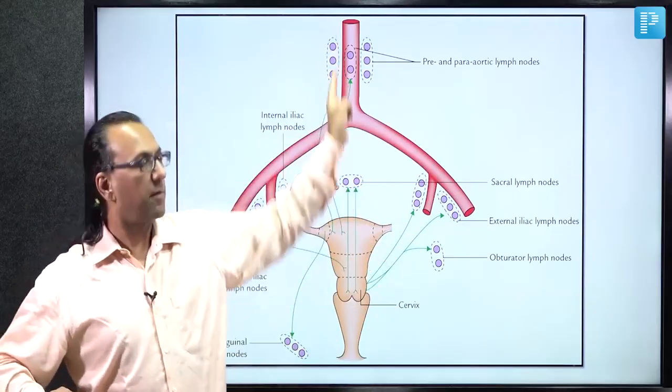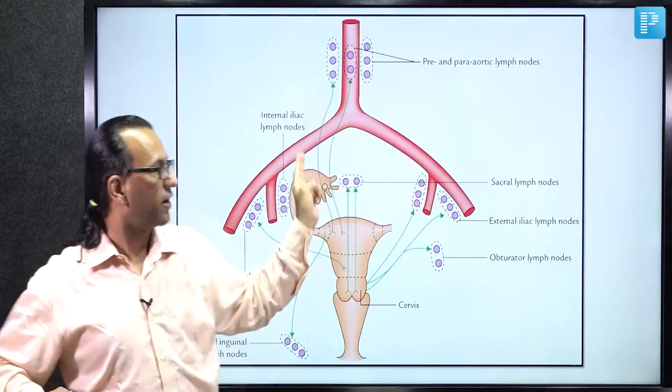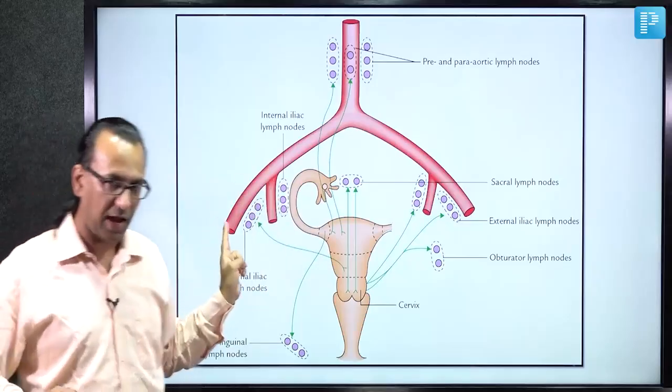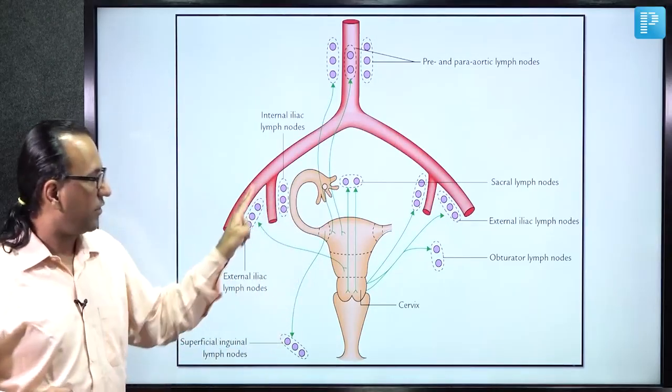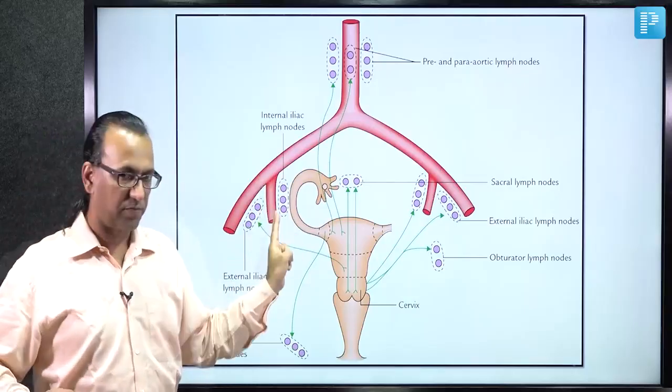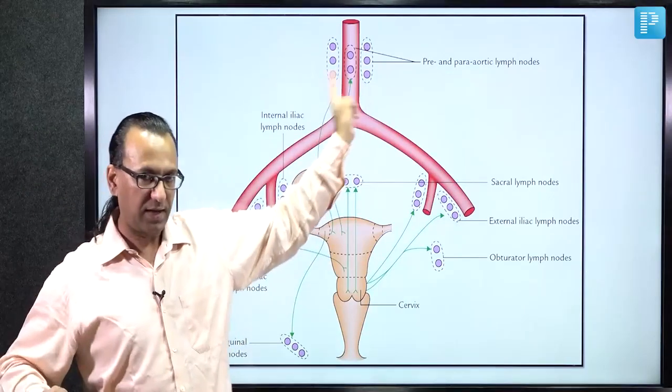As you see here, this is the abdominal aorta bifurcating into the common iliac artery, bifurcating into internal and external iliac arteries, and the arteries are being followed by the lymphatics. External iliac artery, you have lymph node. Internal iliac artery, you have lymph node, and there is pre and para aortic lymph node.